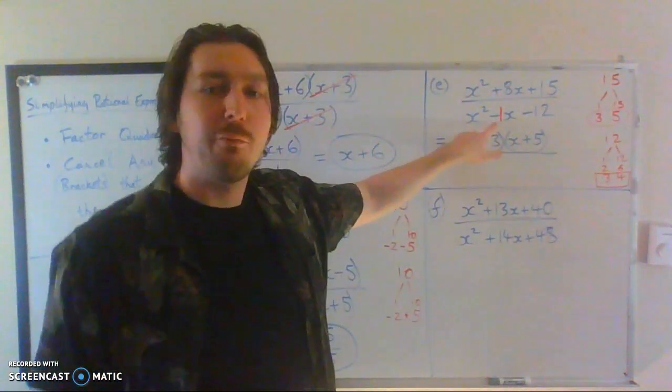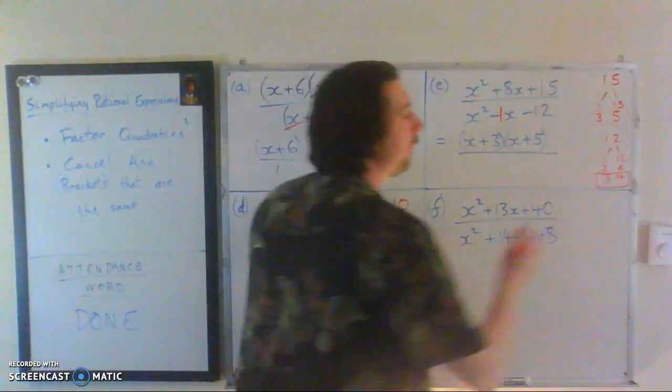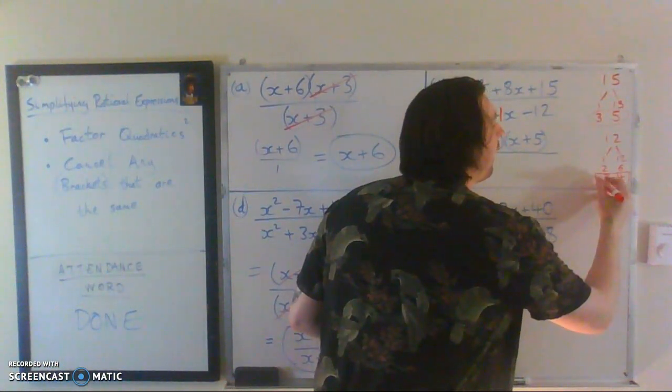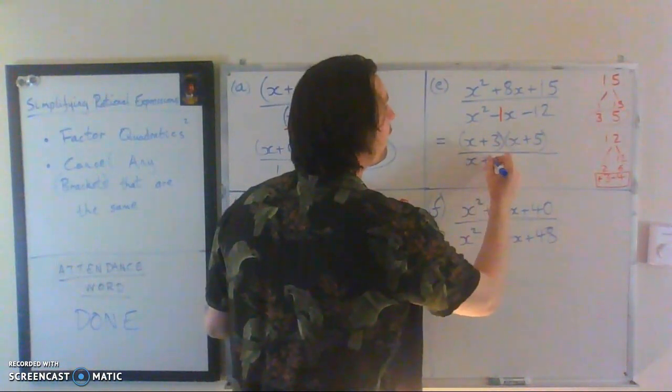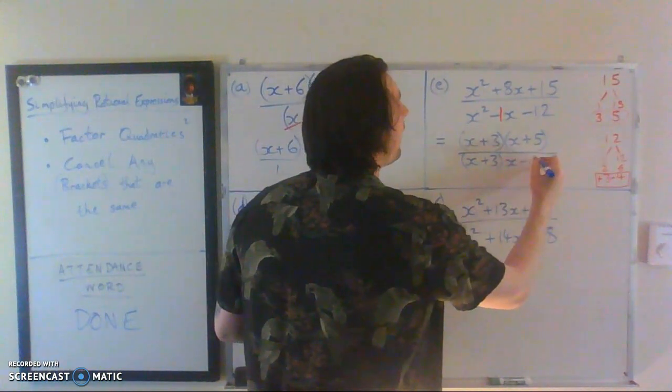If I want negative 1 when they add together, the 4 is going to have to be negative, and the 3 would have to be positive. So it would be this: (x + 3)(x - 4).